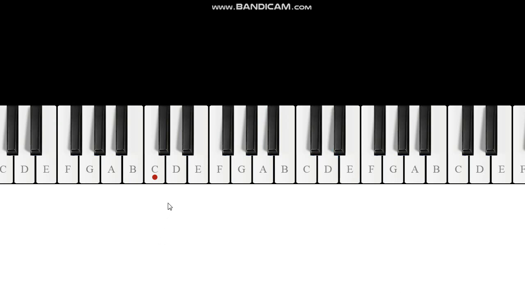Now, I don't have to play Dorian in the key of D. It's convenient. There's no black keys. But I could play, let's play G Dorian. Okay, we're going to go 1, 2, 3, 4, 5, 6, 7, 8. Yeah, how about that? G Dorian only has the one black key.